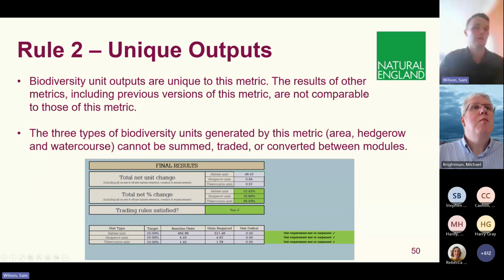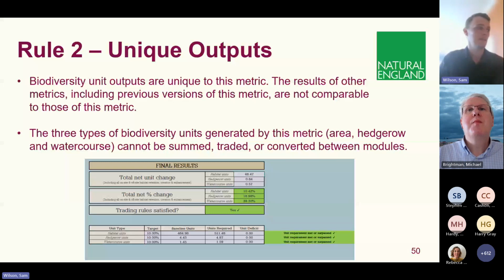Rule 2 is about unique outputs, and that is that the biodiversity unit output of a metric is unique to that particular variation of the metric. So what that means is that if you use the statutory metric when that comes out, you can't compare the results of that to something that was done in metric 4 or metric 3.1. You need to make sure that you're using the correct metric for that.